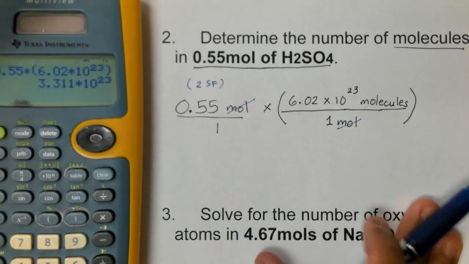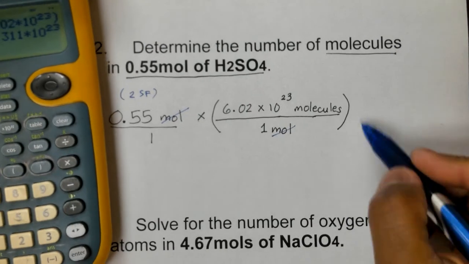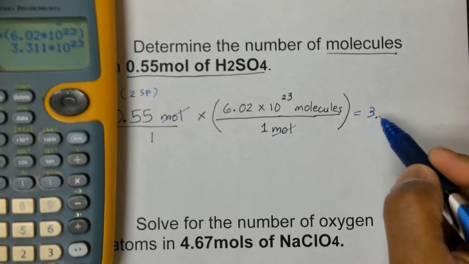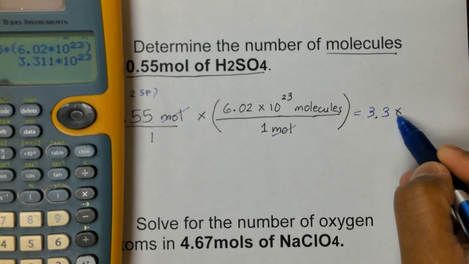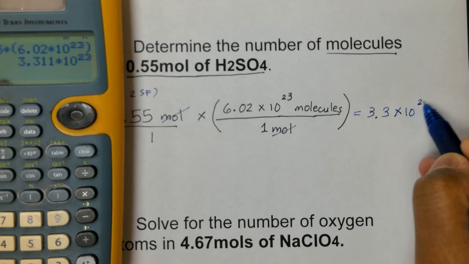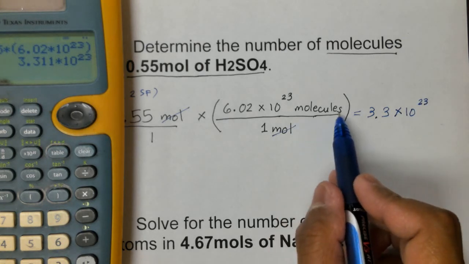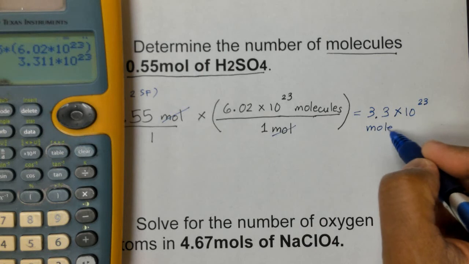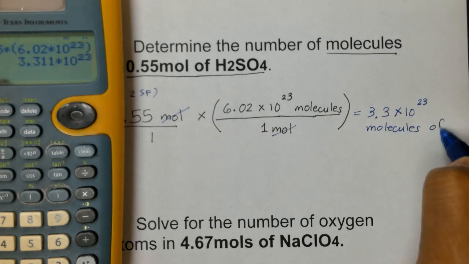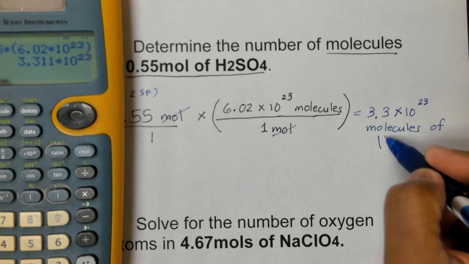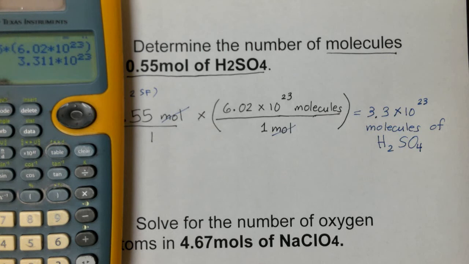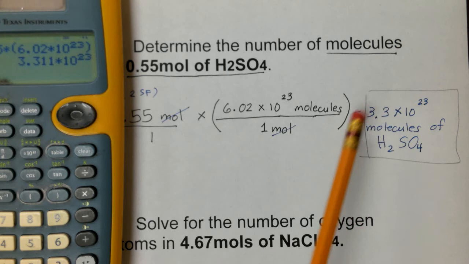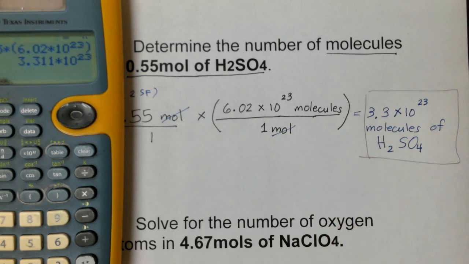So basically, the answer for this will be 3.3, and then you put the exponent times 10 to the power of 23, and then all you need to do is copy the unit, molecules, and then you put of the substance, H2SO4. And so, this is our final answer for this number. We have the value, the unit, and the substance.